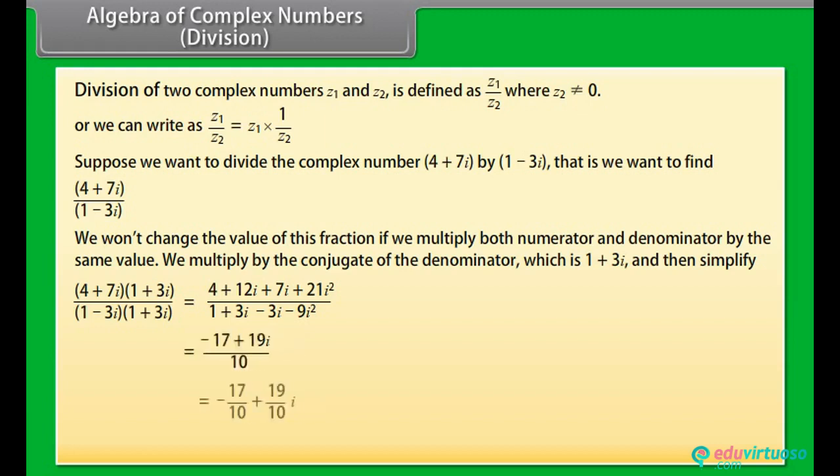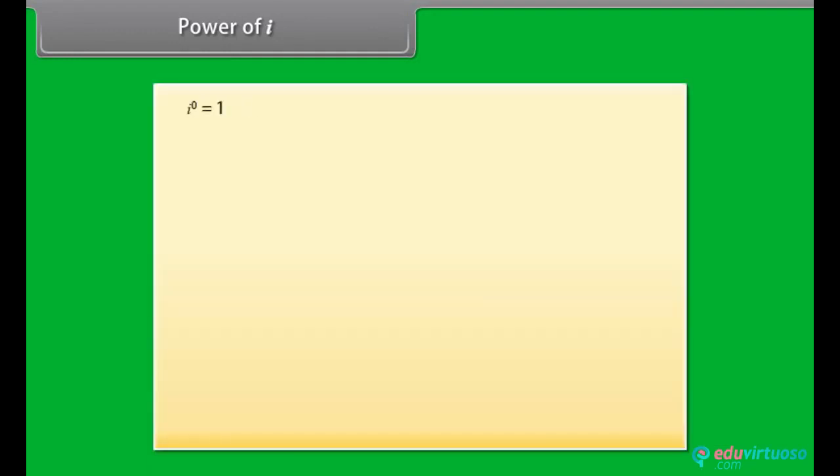On solving, we get -1.7 + 1.9 iota. Power of iota. Let's now learn about the powers of iota. Iota raised to power 0 is equal to 1. Iota raised to power 1 is equal to iota. Iota raised to power 2 is equal to -1.